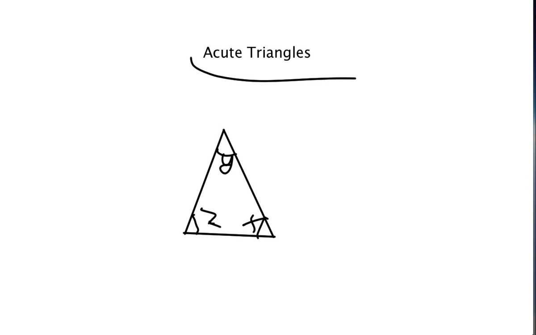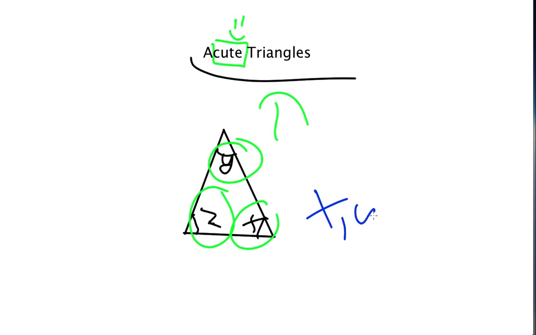An acute triangle is a triangle in which not a single angle exceeds or is equal to 90 degrees in its measure. That is, every angle is under 90 degrees, also called acute. So our angles x, y, and z will all be less than 90 degrees in measurement.